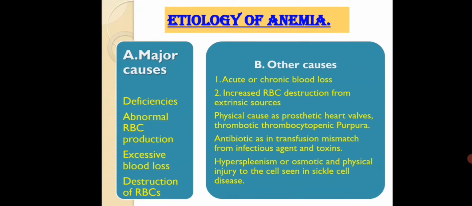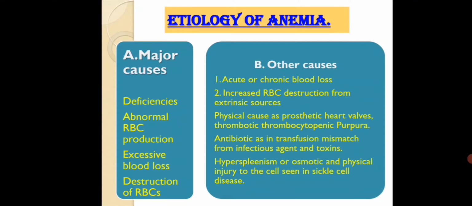Next is excessive blood loss. Excessive blood loss can be because of bleeding disorders, maybe trauma, post-operative cases, severe gastrointestinal bleeding. And the next one under major causes is destruction of RBCs. Maybe congenital destruction of RBC, maybe because of leukemia, thalassemia, where the RBC will be decreased, or there is a rupture of RBC or early death of RBCs.